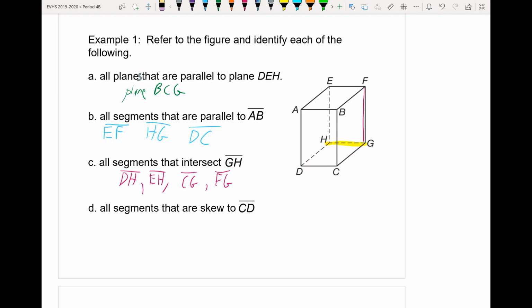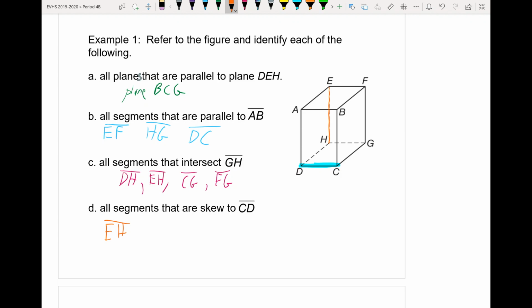Now we want all segments that are skew to CD. All right. What do you got? EH, yes. EH is skew to it. What else? EF. Okay, here's the problem with EF though. EF is sitting parallel to DC because there's that plane that passes through diagonally that way. So EF does not work.